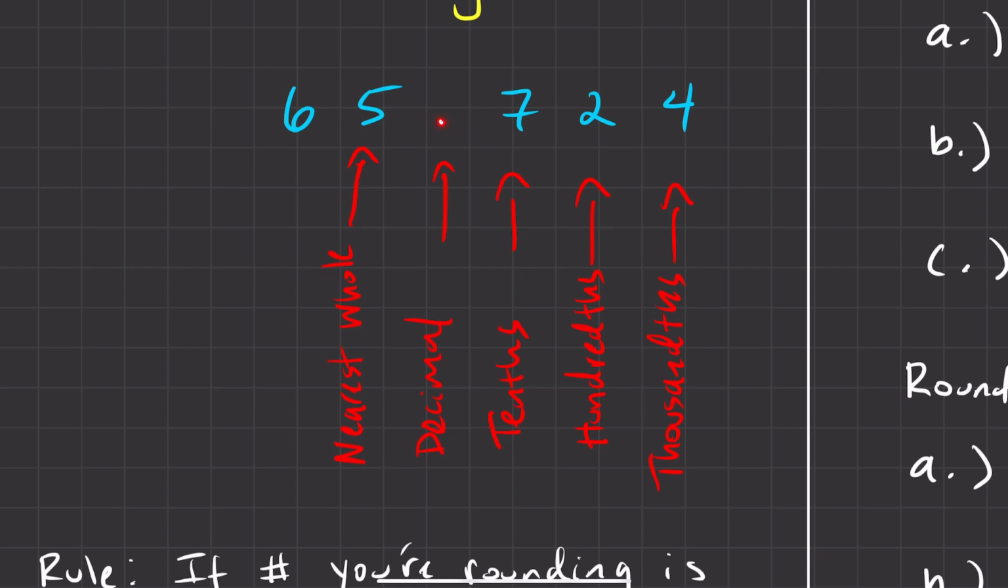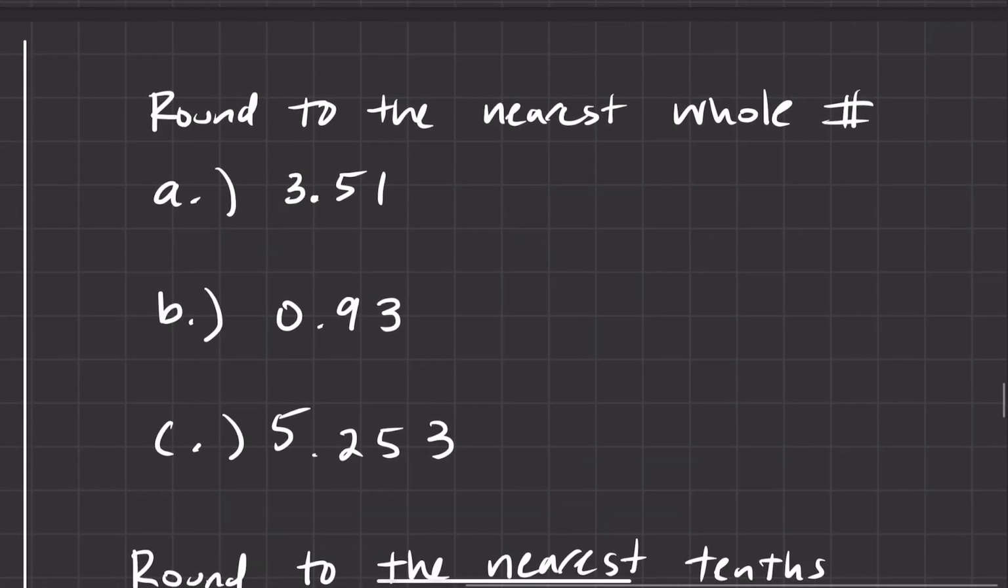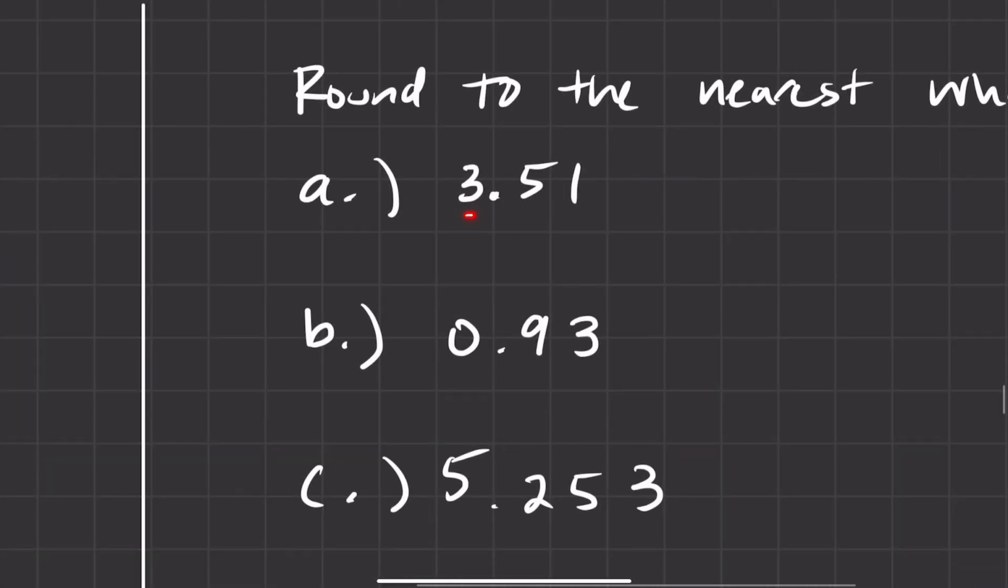So I have this decimal here. I look to the left one. That's the nearest whole. So if I go over here, I'm going to round to the nearest whole. I'm going to go find that decimal. Here's my decimal. And then right next to it, to the left-hand side, you have the nearest whole. So this 3 is either going to stay the same or move up 1. So what do I do? Well, the number following 3, the nearest whole, is actually 5. So this 5 here is going to dictate whether or not that 3 is going to stay the same or move up 1.